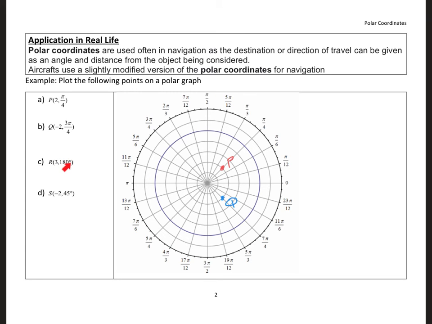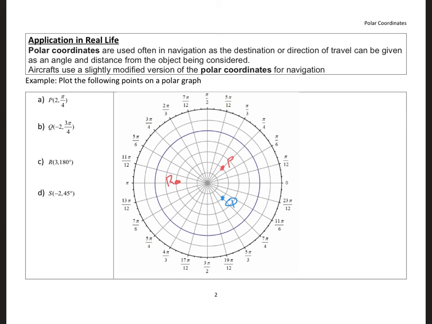Okay, let me now go to the next one. The next one is (3, 180 degrees). So 180 is pi. So 1, 2, 3. So the point is going to be 1, 2, 3. So that's going to be the point R.